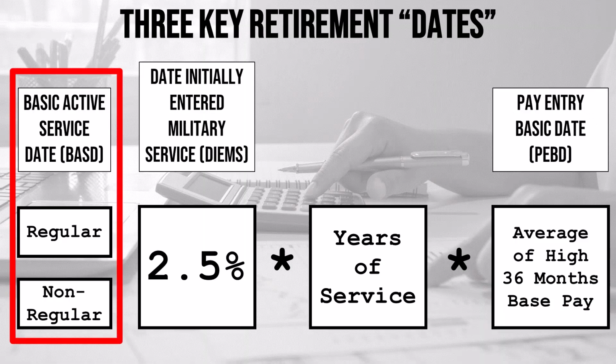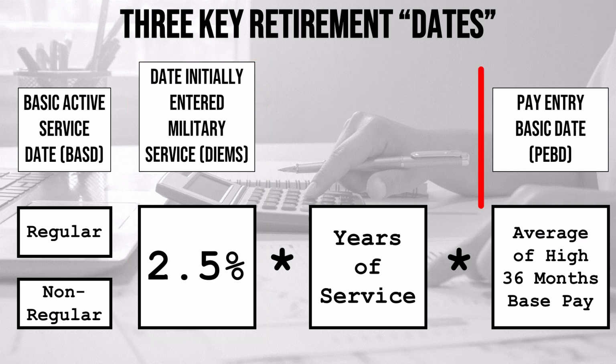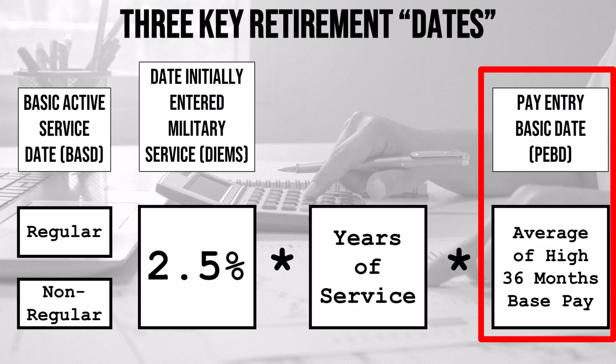Easy, right? Well, each of these 3 dates actually has something to do with a part of how this calculation is performed. Your basic active service date determines whether or not you're eligible for a regular or non-regular pension. Your date initially entered military service determines what retirement system you're eligible for, which means the multiplier that gets used. And your pay entry basic date determines how your base pay is calculated.